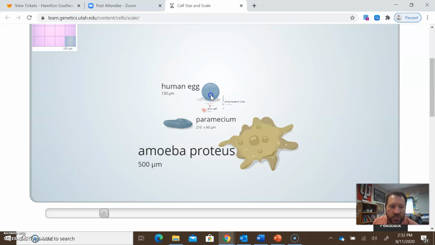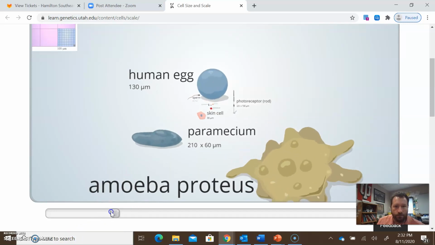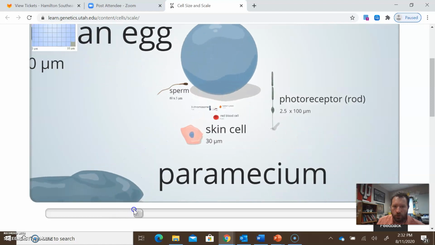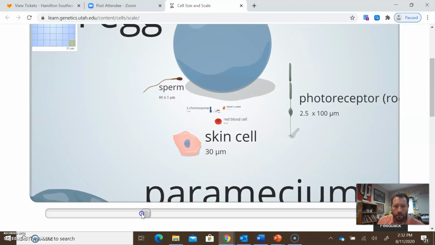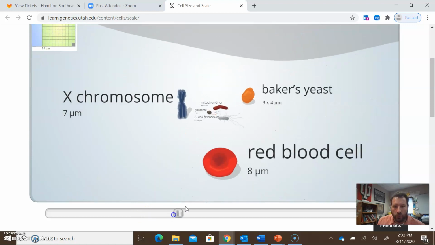Up here in the top, we see the largest human cell, and only about half of us have that, the human egg cell. So we get smaller, we see a human skin cell, which is probably a little bit closer in size to the average cell type. Continue to get even smaller. Here's a red blood cell, relative size. Here's baker's yeast, a rather large bacteria. Here is a chromosome, so that's a stretch of DNA.